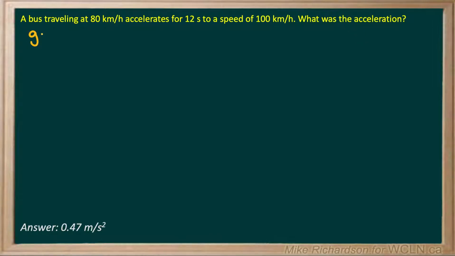So again, let's write down our given information. We've got 5 variables. I like to write all of them down. It helps to choose the appropriate equation.